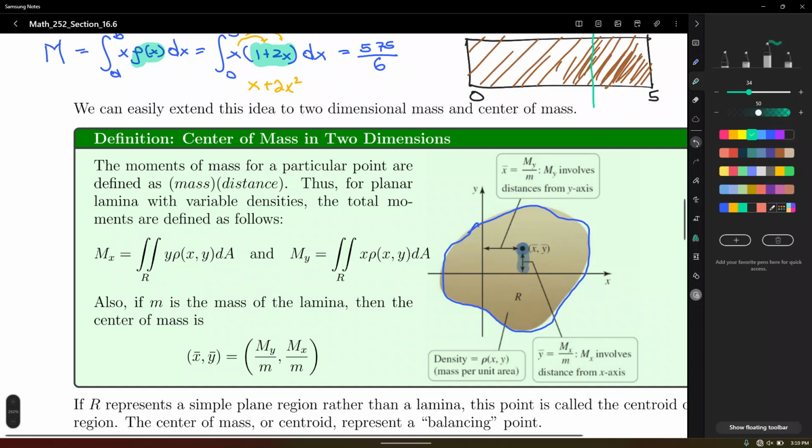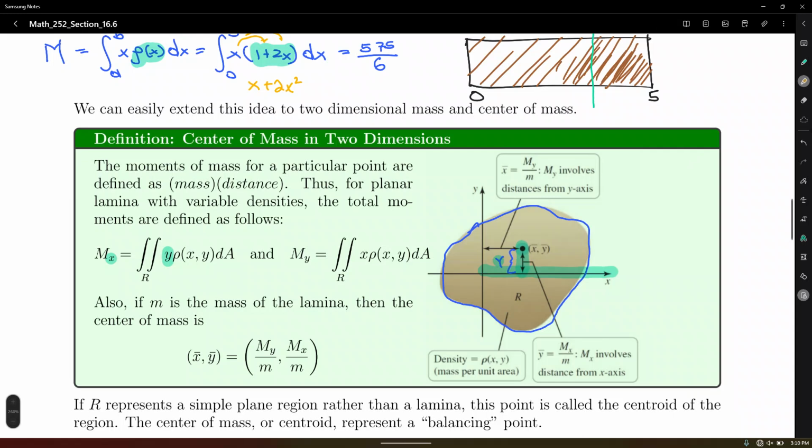Okay, let me use a different color. That's this distance. So x, which is this diagonal line, it's what? It's x. However, notice how this involves a distance y, which is this distance y. So this distance y is the moment about x. All right. Okay. So now, what about the other case?